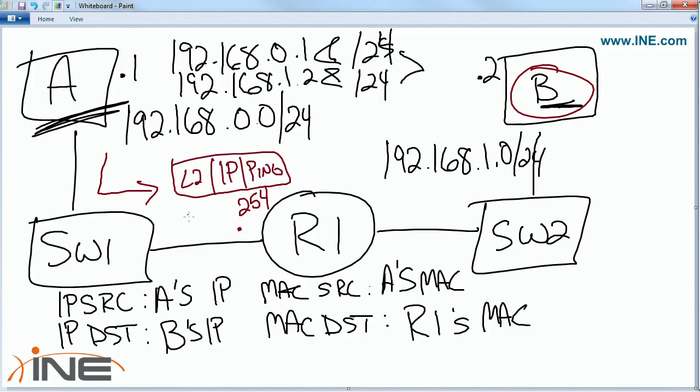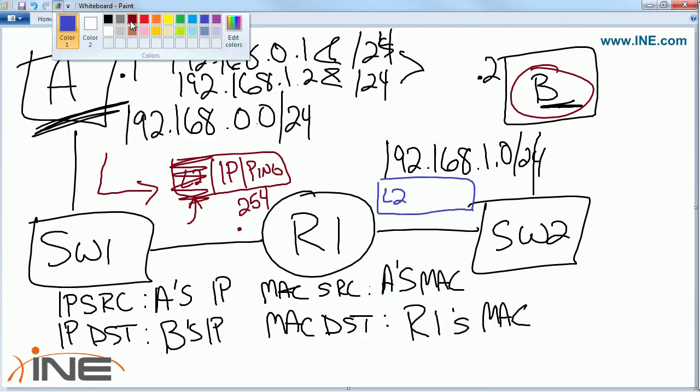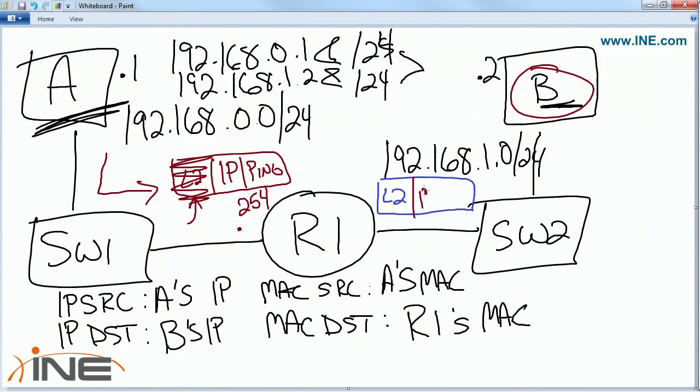When router 1 receives this layer 2 header, the Ethernet header, it's going to remove this, it's going to decapsulate it, and it's going to build a new one. So it has a new layer 2 header as the packet is then routed out the opposite link. So it has a new layer 2 header, but it has the original IP header, or the original IP packet, and then the original payload inside of there.